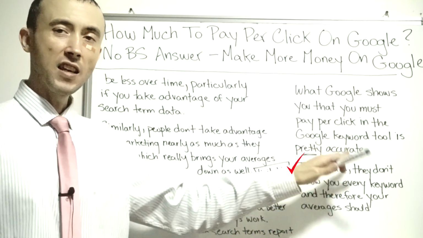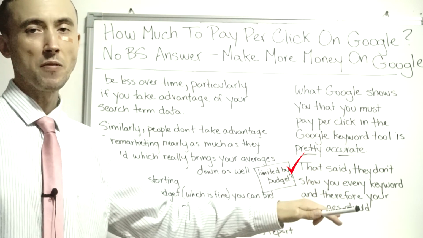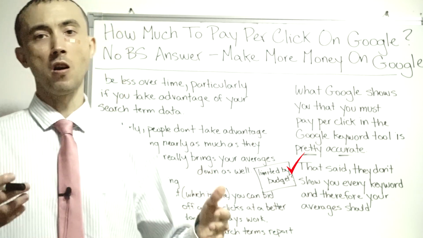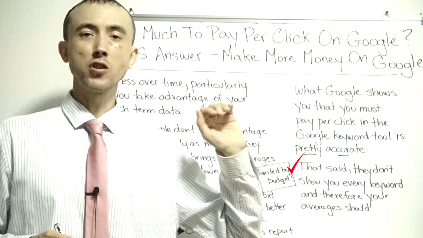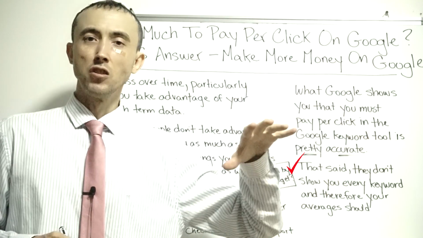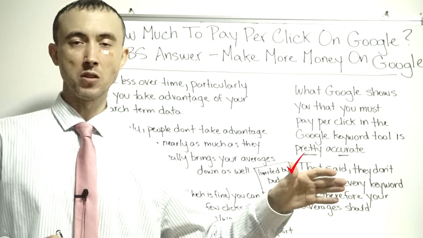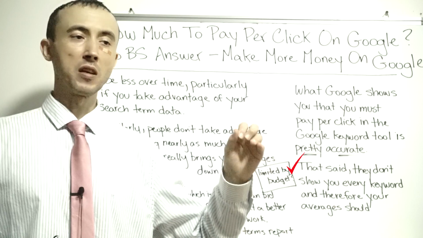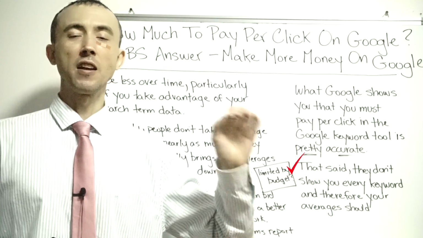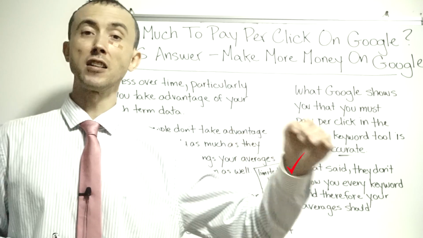Now, that said, okay, the keyword tool by itself doesn't show you every keyword. It doesn't show you what they call long tail keywords. So if you were looking for blue or red shoes with black polka dots, people don't search that enough on a monthly basis for that to show up on the Google keyword tool. And that term by itself is less competitive because it's less obvious that a person should bid on that term. Therefore, it should be less per click.